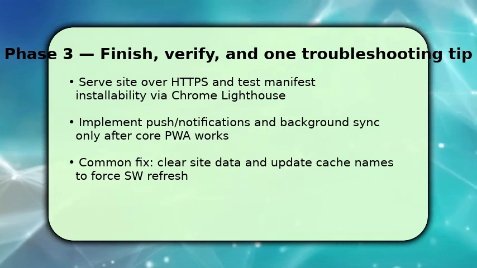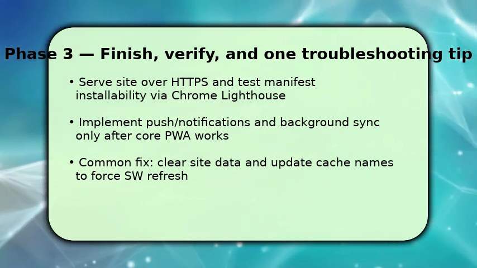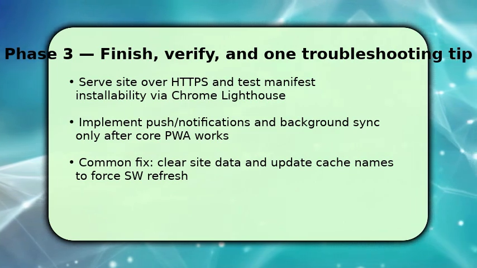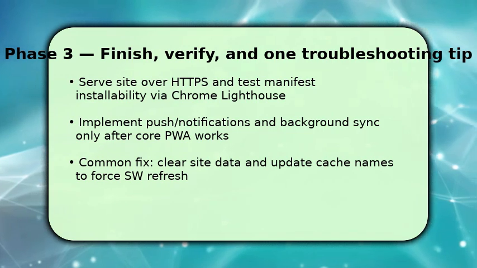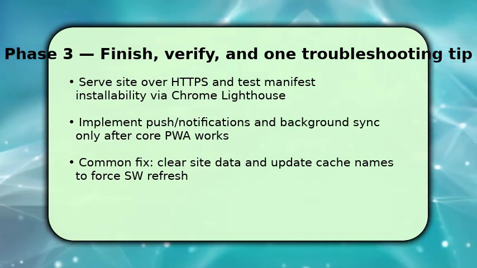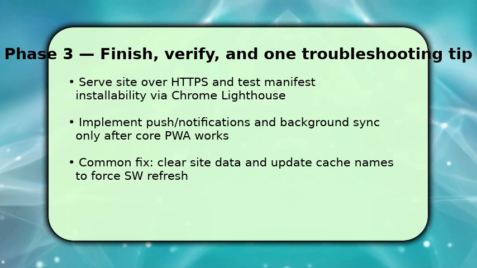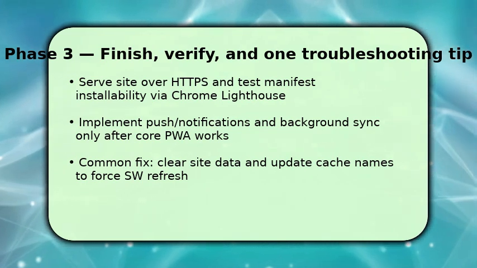If something goes wrong, check console for scope or MIME errors, clear site storage, and update cache names to force a fresh service worker activation. Make sure to monitor update flow and provide a UI prompt when a new version is ready, so users can refresh without data loss.